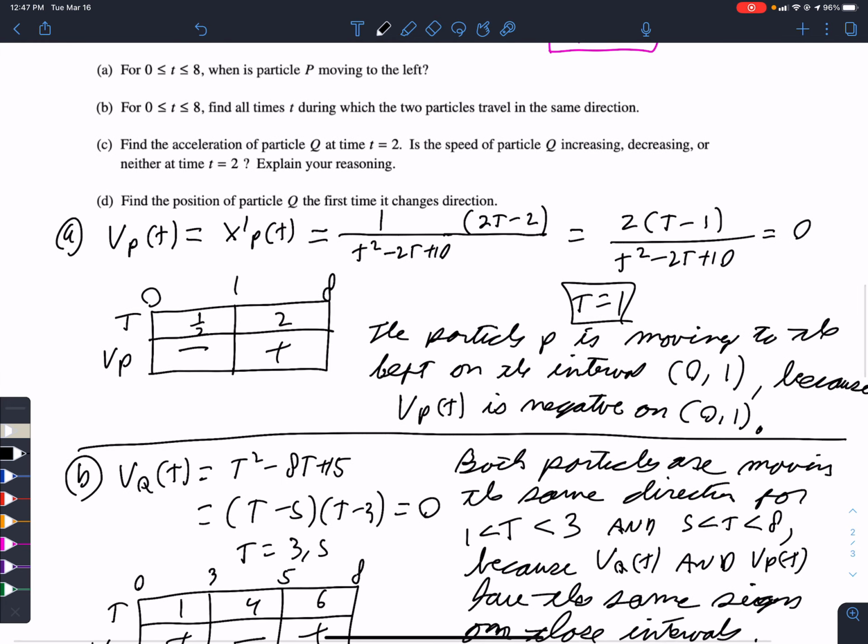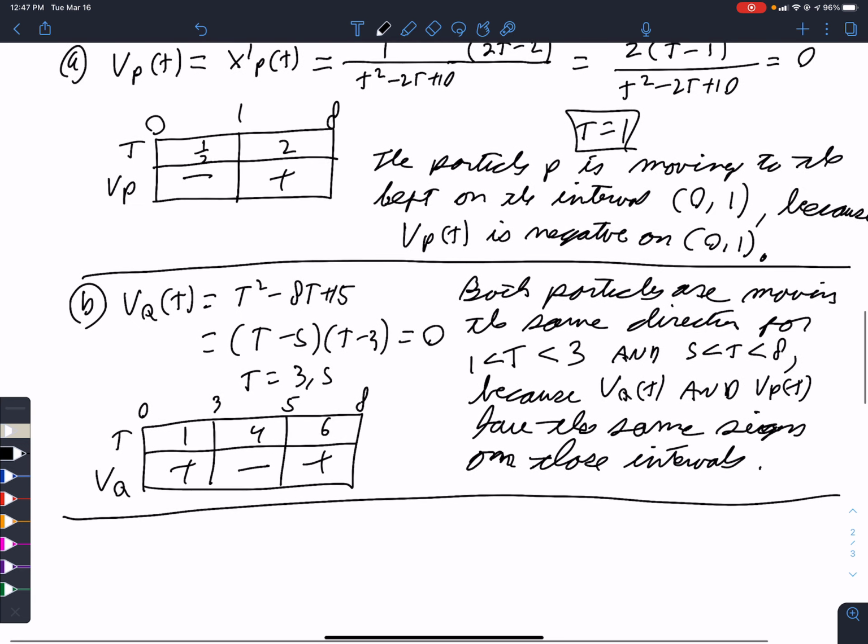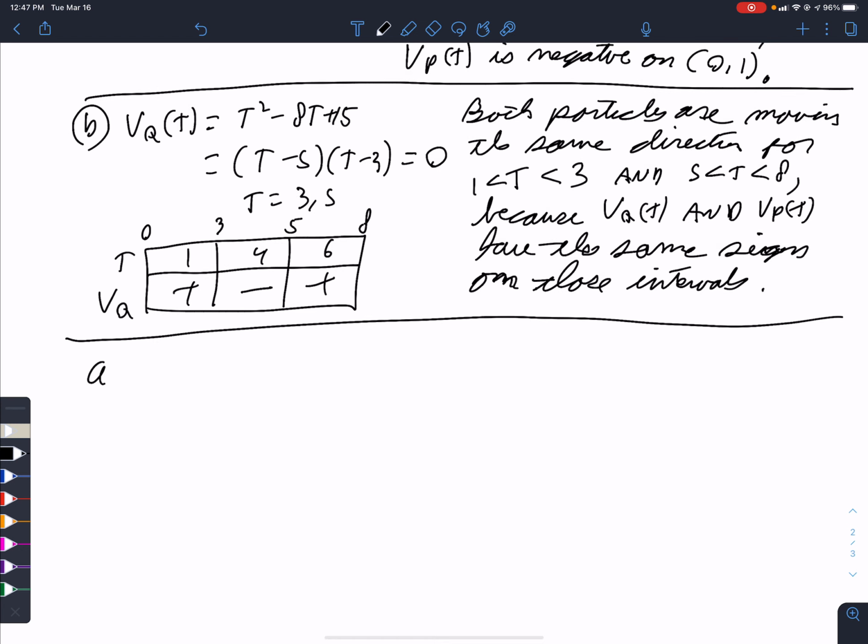Part C, find the acceleration of particle Q at time t equals 2. So the acceleration of particle Q, you have to tell me how you're going to find it, okay? Don't just tell me what it is, you have to show me how you're going to find it. And you should know acceleration is the derivative of the velocity. So you're telling the grader, oh, I take the derivative of velocity. So I take the derivative of that, and I get 2t minus 8.